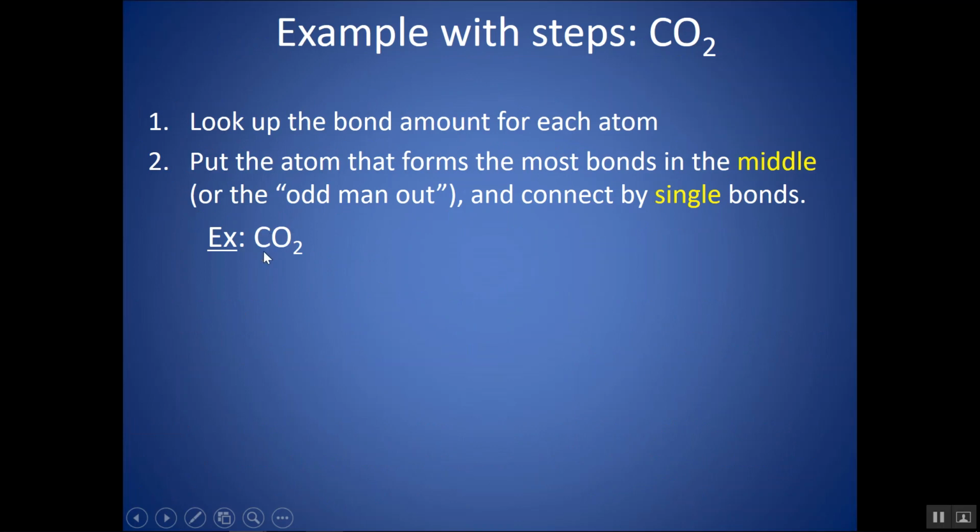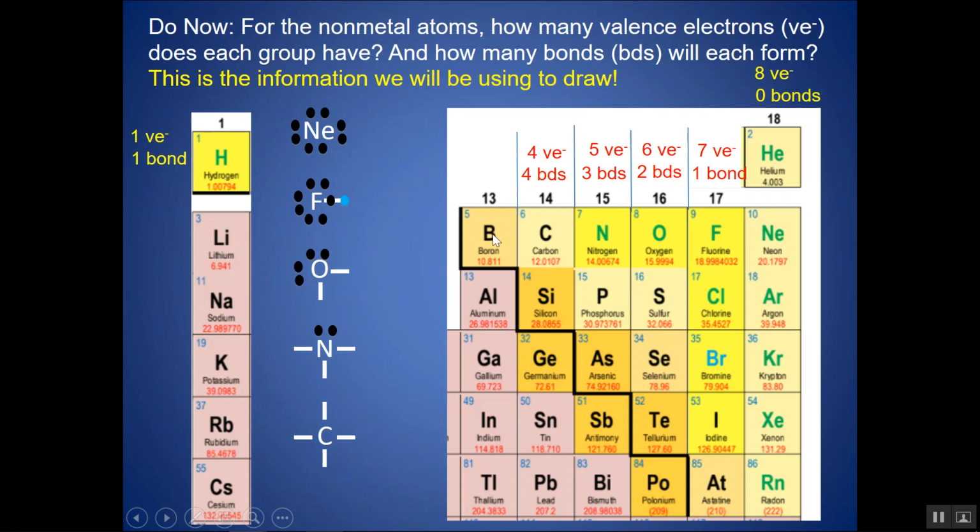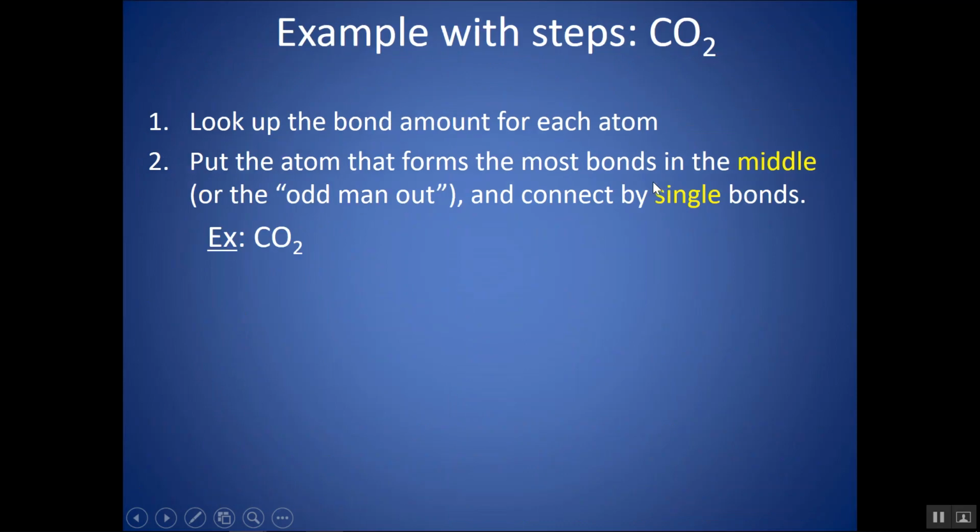So if I look up carbon, using my periodic table, and I'm just going to go back for a moment, carbon is in group 14, 1, 2, 3, 4, so it's going to try to have 4 bonds, and oxygen's in group 16, 1, 2, it's going to try to have 2 bonds, okay? So that's where we're going to start. 4 bonds, 2 bonds.